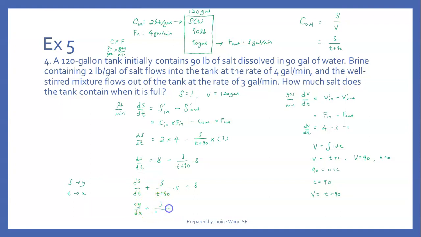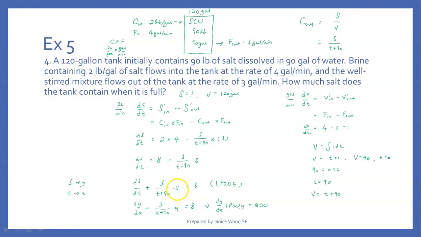Plus 3 over X plus 90 dot Y equals 8, which is written in the form of dy over dx plus P(x)y equals Q(x). P(x) is 3 over x plus 90, right? So this DE is LFODE. Now we know that this differential equation is LFODE, so we move on to solve it by using the right steps.